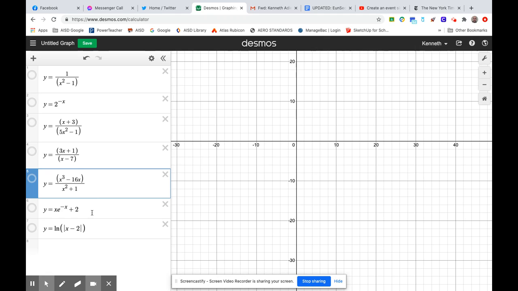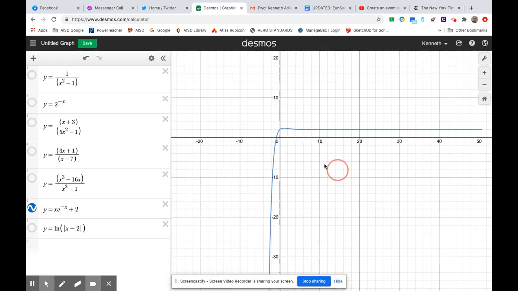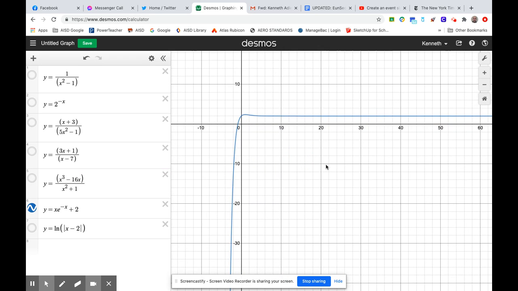The next graph they give you is y equals x times e to the negative x, plus 2. Maybe you have an idea what's going on, but it's a part 2 question. Put it in the graphing calculator. So what's going on here? You look at this and you're like, okay, that's kind of interesting. Maybe you zoom in, you zoom out. What you see here is it starts at like negative infinity. It comes up. You identify a zero. You identify the y-intercept, and you see what's going on here.